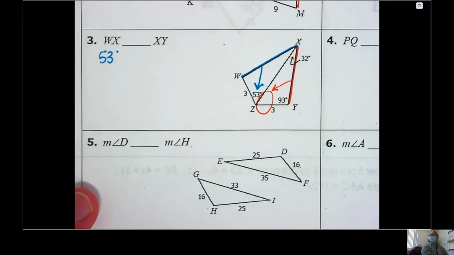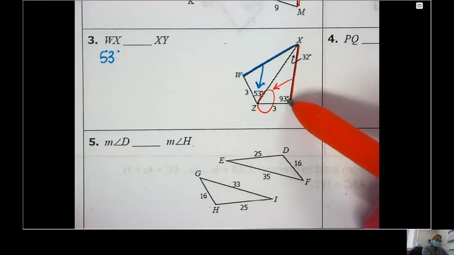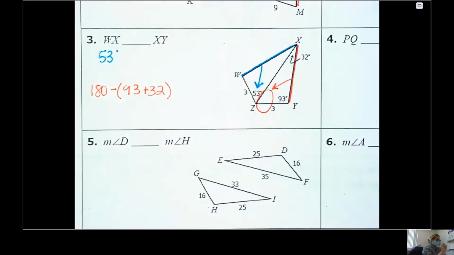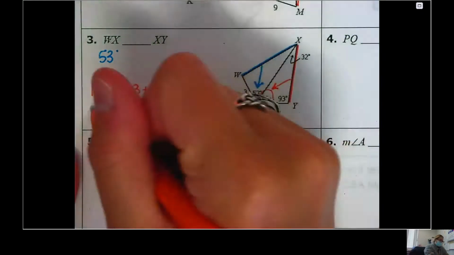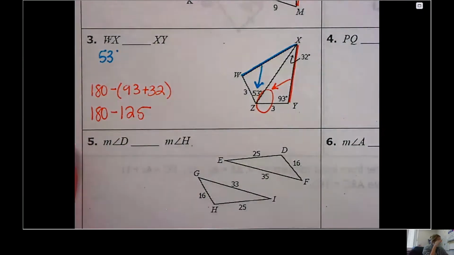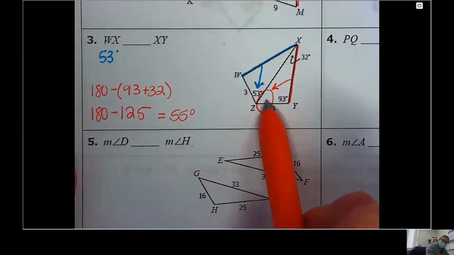But you can figure out that angle. How? Add them and then subtract from what? 180. Yeah, it looks just like the warm-up question. I give you these two angles. If you add them together and subtract from 180, you're going to get what's left over right here. So I'm going to add 93 and 32 together. What is 93 and 32? That is 125. And if I subtract 125 from 180, what do you get? 55. Okay, so this angle right here is 55.